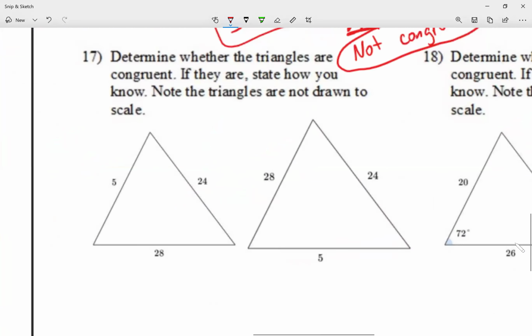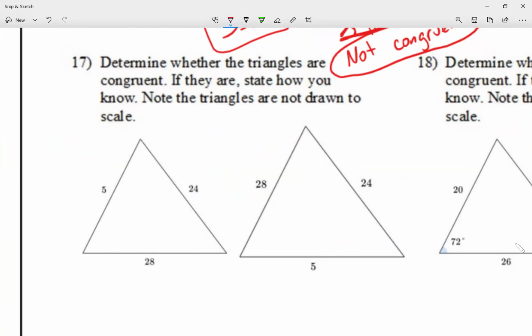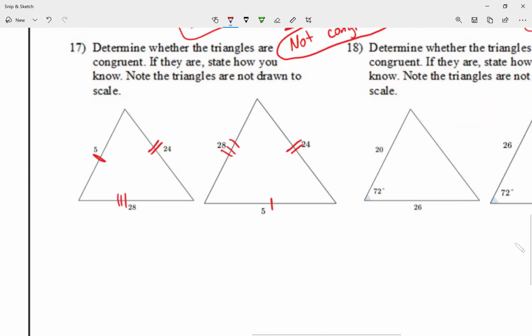Let's take a look at examples 17 and 18. Determine whether the triangles are congruent. If they are, state how you know. Note that triangles are not drawn to scale. So here, I'm given the sides and some angles. Okay, I see here's a side 5 with this side, so I'm going to mark them the same way. I see this side is 24. I'm going to mark it with this 24. And then this 28 is equal to this 28. Okay, three sides of one triangle are equal to three sides of the other triangle. Well, that's side, side, side.